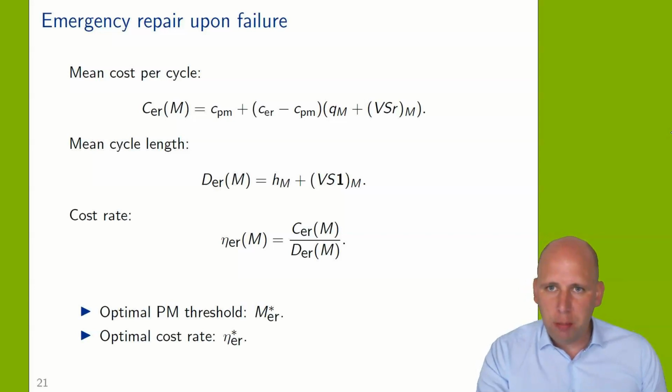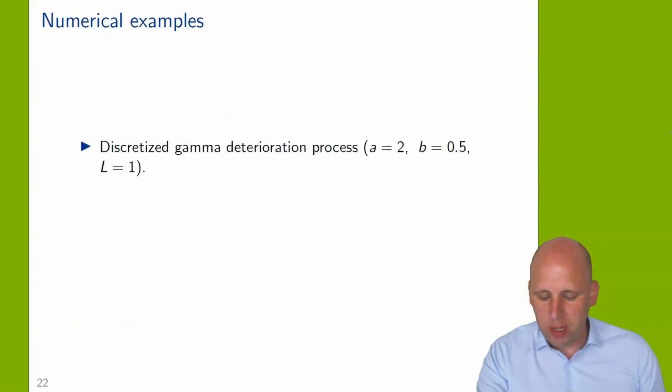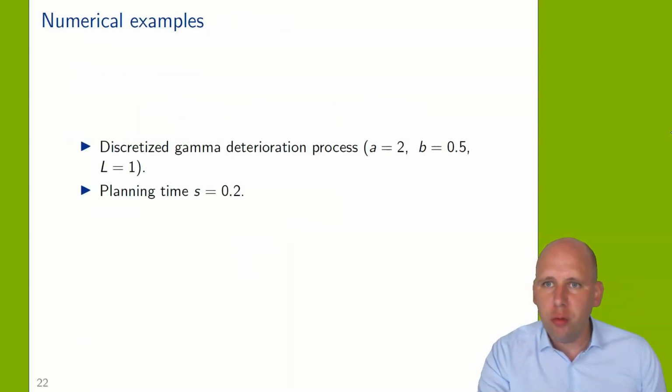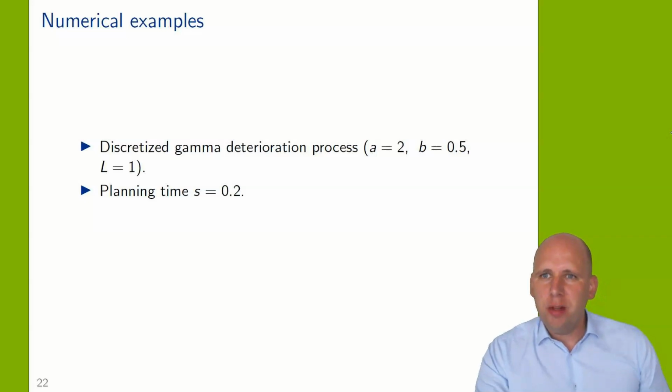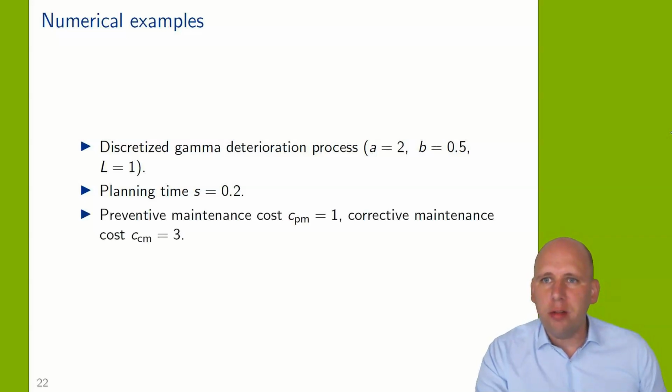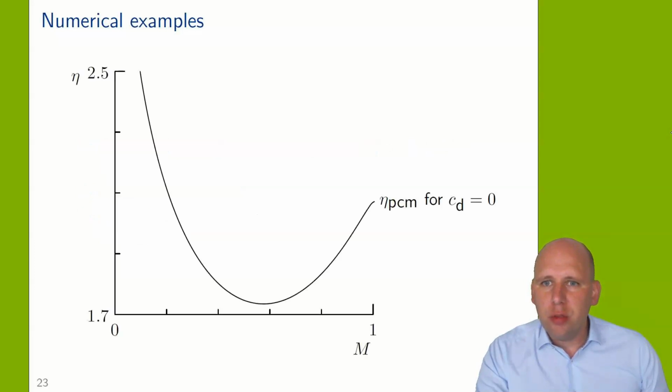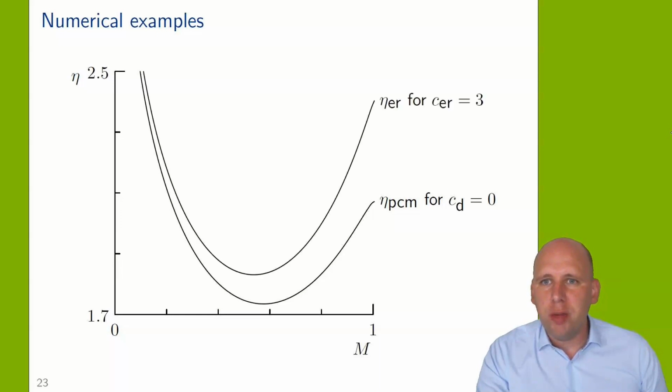So then an example, a discretized gamma deterioration process with a planning time of 0.2. We will set the preventive maintenance cost to 1, the corrective maintenance cost to 3. And then if we set the downtime cost to 0 and the emergency repair cost equal to the corrective maintenance cost of 3, then the policy with planned corrective maintenance is always better. And it's just because cycles are longer, because we wait until the end of the planning time and we don't pay for that downtime.